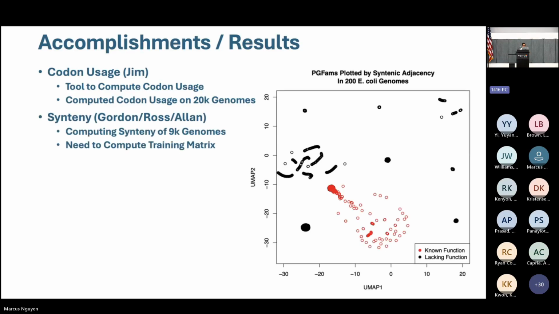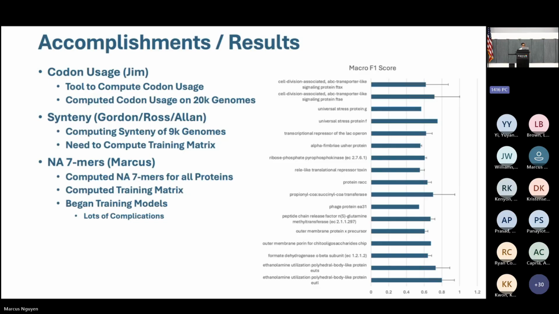Gordon, Ross, and Alan were doing synteny stuff. Gordon had had some code previously to do some of this. So they computed synteny on roughly 9,000 genomes. They still need to compute a training matrix to actually train a model on this. The plot to your right shows a UMAP plot showing basically distances between the gene neighborhoods and how they cluster together with respect to what kind of gene it actually is. The stuff in red are known genes. The stuff in black have no function on them. And you can kind of see there is a little bit of black underneath this red area here, but it does look like it is two complete clusters that we'll talk about more later on.